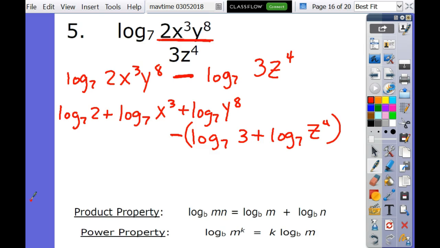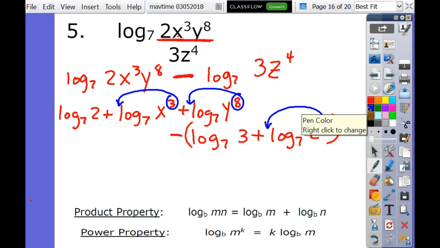It is a long problem because there are a lot of terms here. This first part is log base 7 of 2 and x to the third power and y to the 8th. And then these two are subtracted. This is the denominator, and we're not done because now we have some powers. This power needs to come out in front of this log. The 8 needs to move out in front of that log, and this one needs to move out in front of that log.